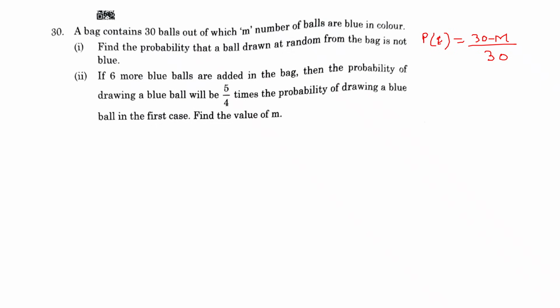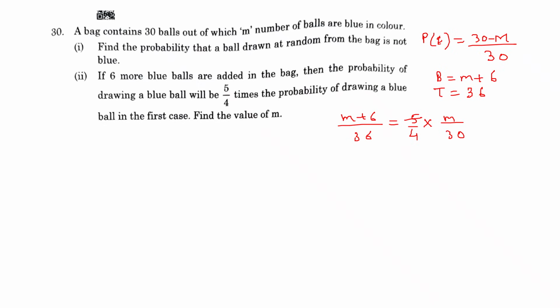Now the second part. If 6 more blue balls are added in the bag, then the number of blue balls will become m plus 6 and total balls will become 30 plus 6, 36. Then the probability of drawing a blue ball, which will be m plus 6 by 36, is equal to 5 by 4 times the probability of drawing a blue ball in the first case. So in the first case, there were m balls out of 30. So probability will be m by 30.